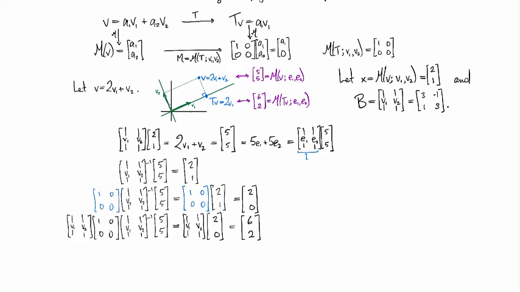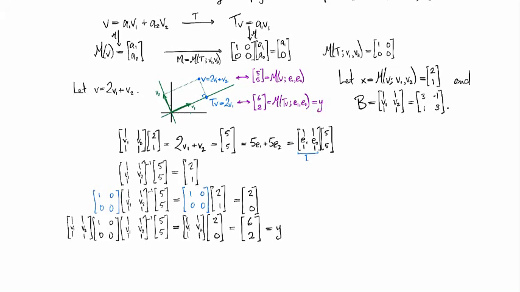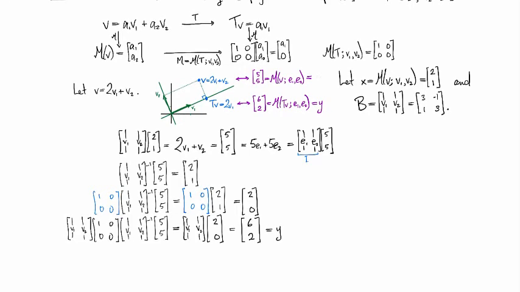And so we'll call this vector y here. And so that's going back up here. This is our y. And let's make this 5, 5 here. That's going to be, we'll call that c.